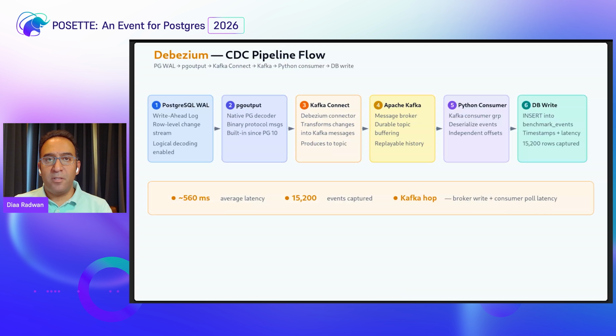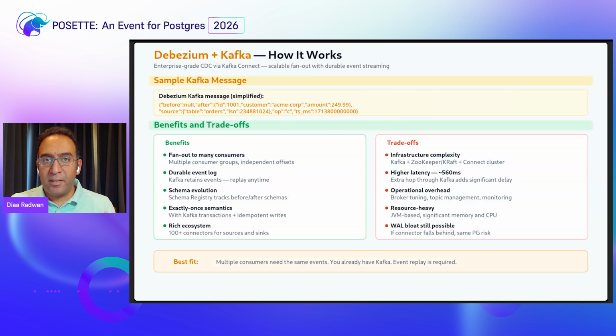Debezium is the industry standard for change data capture. It reads the Postgres WAL using the pgoutput protocol, but instead of going direct, the flow goes to Kafka Connect, into an Apache Kafka topic, and our Python consumer then reads from Kafka. You get schema evolution, and multiple consumer groups for event replay. That's a lot of capabilities, but it comes with the cost of infrastructure.